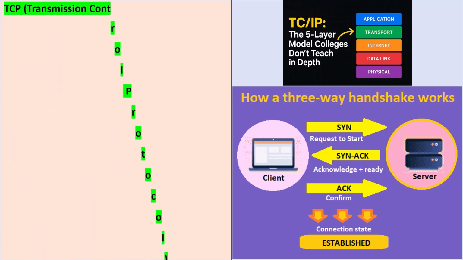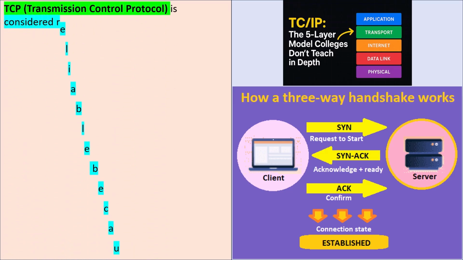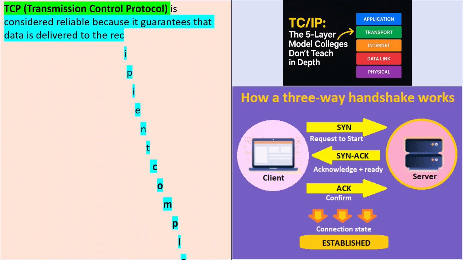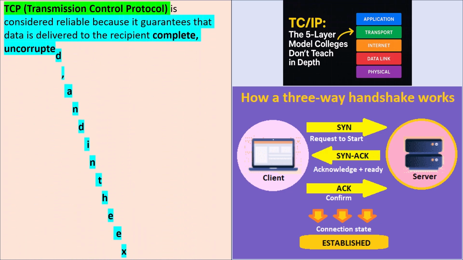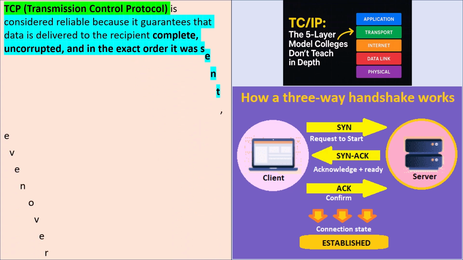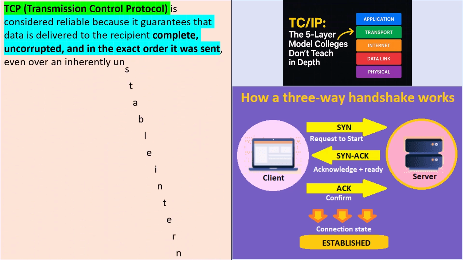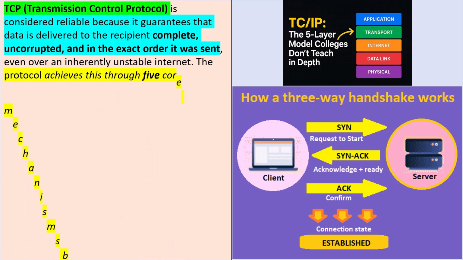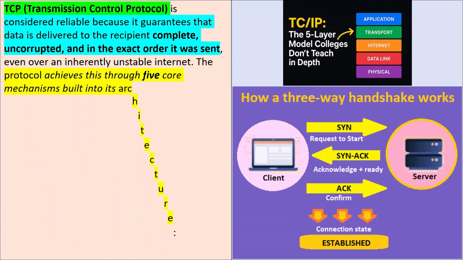TCP, Transmission Control Protocol, is considered reliable because it guarantees that the data is delivered to the recipient complete, uncorrupted, and in the exact order it was sent. Even over an inherently unstable internet, the protocol achieves this through 5 core mechanisms built into its architecture.